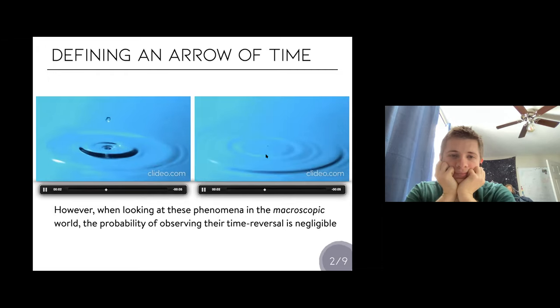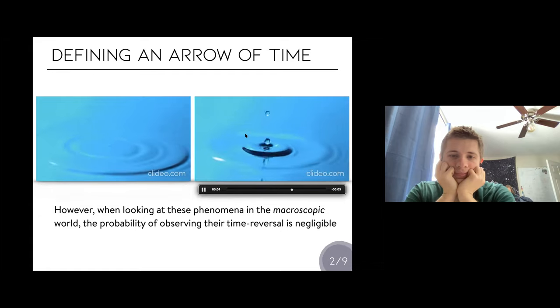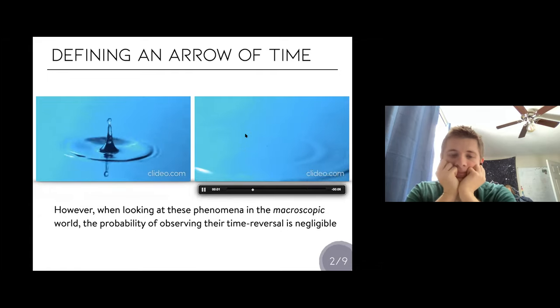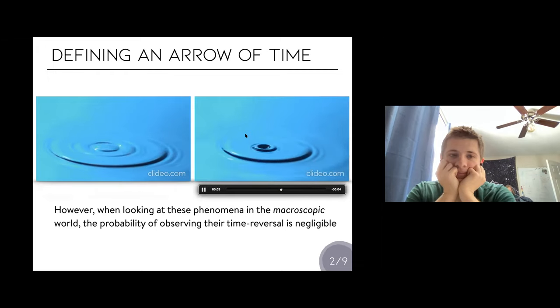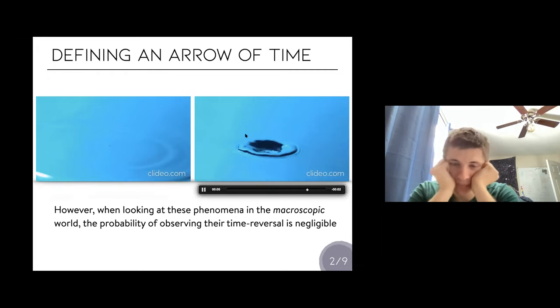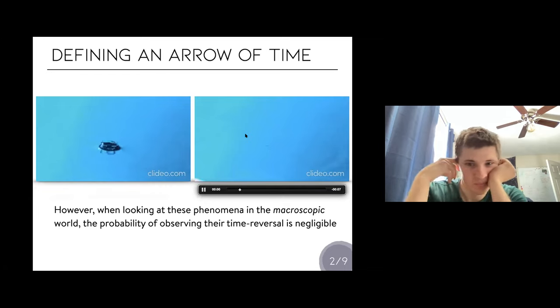And if I show you this one, you would say, come on, you're showing me the time reversal movie. Of course, this is correct. And it would be very difficult to guess wrong. The reason why it would be very difficult to guess wrong is thanks to the second law of thermodynamics.